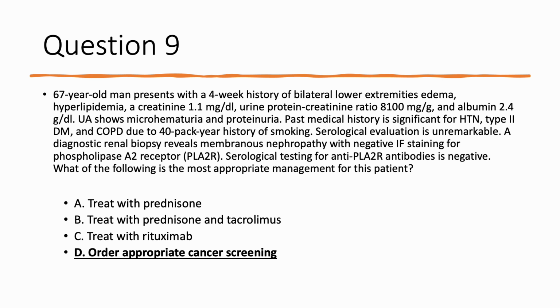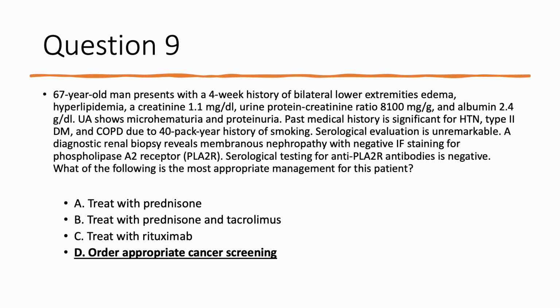So, as you know, membranous can be primary or secondary. 70% of patients with primary membranous have positive PLA2R antibodies in the serum, and you can see that on the kidney biopsy. This patient is negative. So that raises the possibility of secondary membranous. Then you add the smoking, and you have to do appropriate cancer screening for this patient.